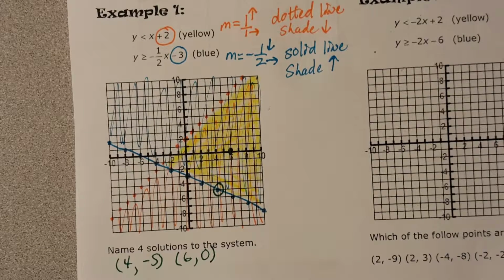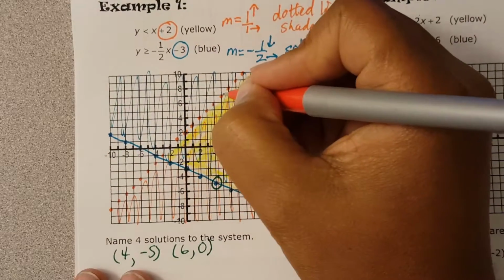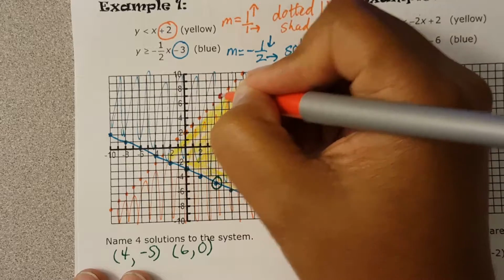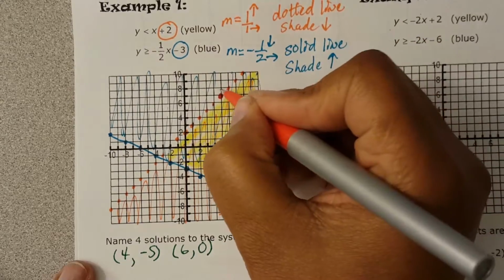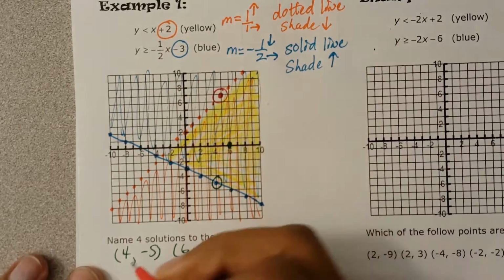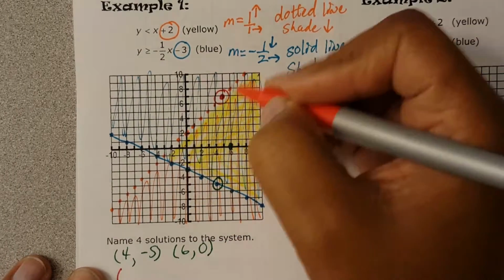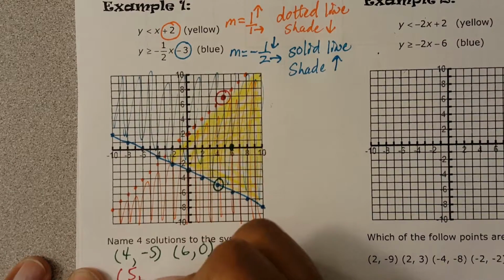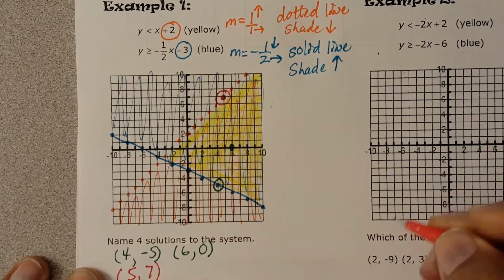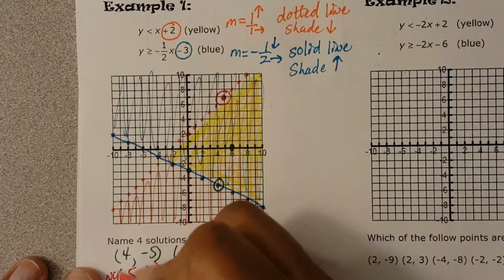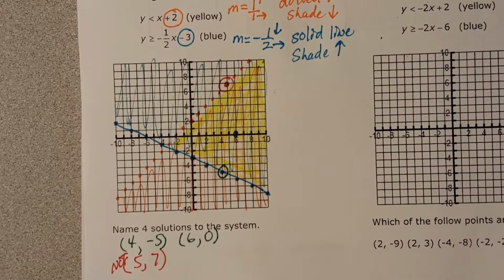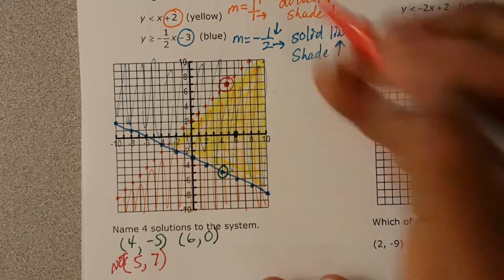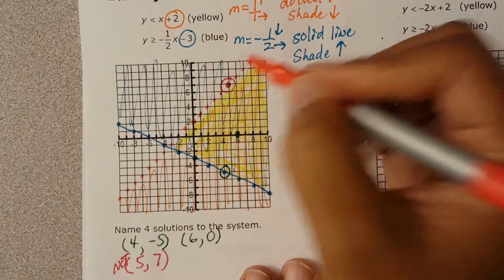However, because I am on a dotted line that is in the blue shaded area, it is not a solution because it sits on a dotted line. So the point 5, 7 is not a solution. So again, the red are not solutions, the green are solutions, okay? But I wanted you to see what makes something not a solution.